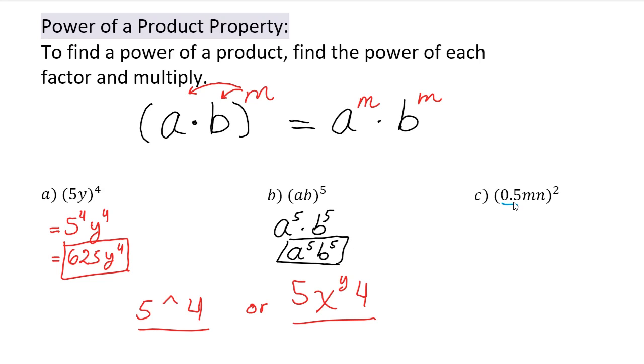Last, I have 0.5mn squared. The one thing to notice here is that I have 3 different factors, 0.5, m, and n. So I have to go ahead and find the power of each. So I will put the 0.5 inside parentheses just because there is a decimal, and the exponent would be a 2. Next, it would be the factor m, and the exponent should also be 2, and at the end n, and the exponent is also 2. Okay, and it's just like you are distributing the exponent to everything that's inside the parentheses.